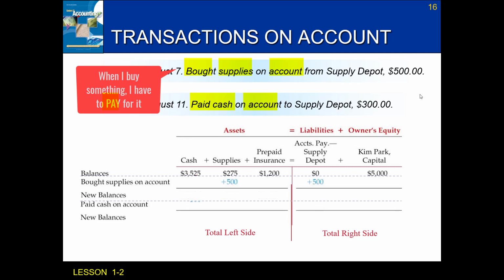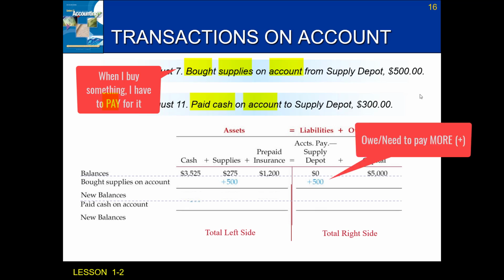Now this is where I have students get really confused. They're like, how am I plussing when I'm paying? I like to think of it as you owe them more. So you have to pay them more, and that's why we have a plus there.